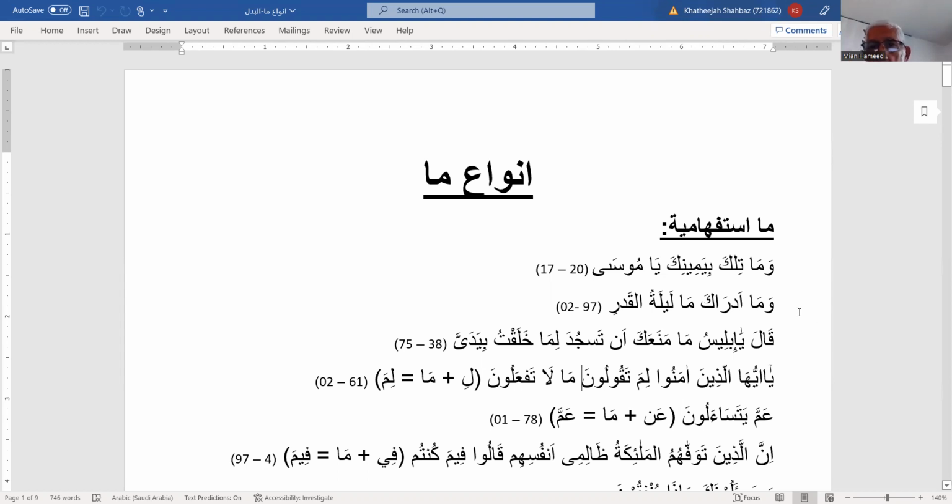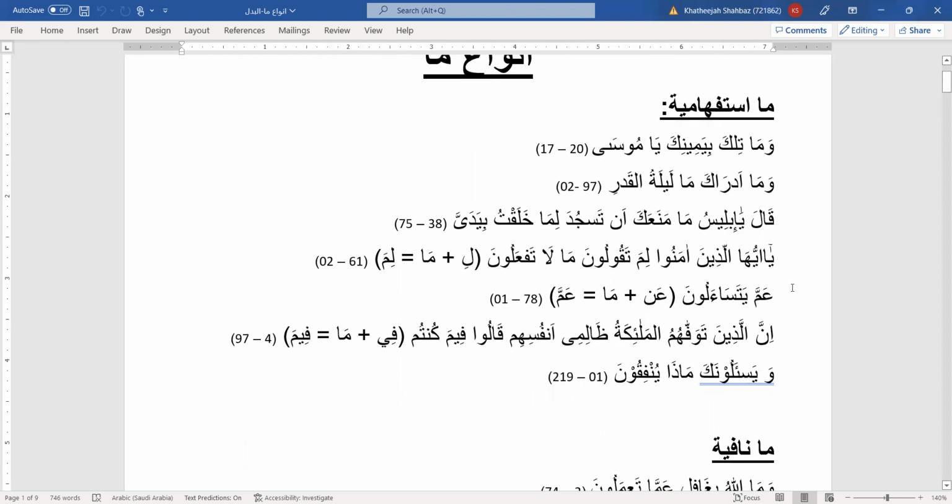So the first type we are going to go over is ma istifhamiyah. You already know this because it has been taught in the course already. A few of the types you already know, and some might be new for you. This is the ma which is used to ask a question. From istifhamiyah, the word tells what it is. Istafhama yastafhimu istifham. Istafhama means he asks to have faham, meaning he asks to understand. And istifham is the masdar. And ma istifhamiyah is the ma which is used to ask a question.